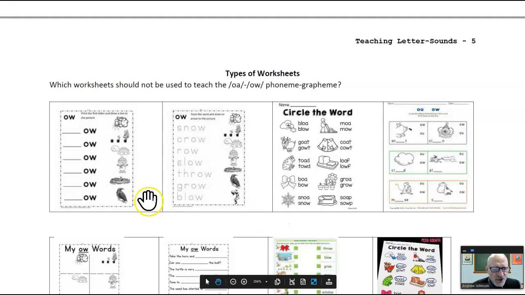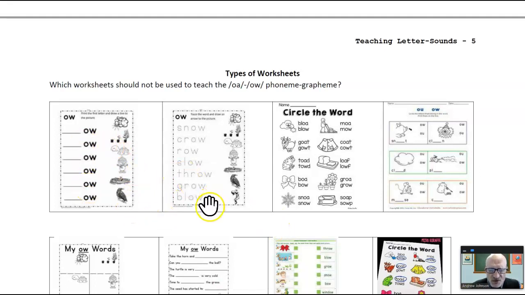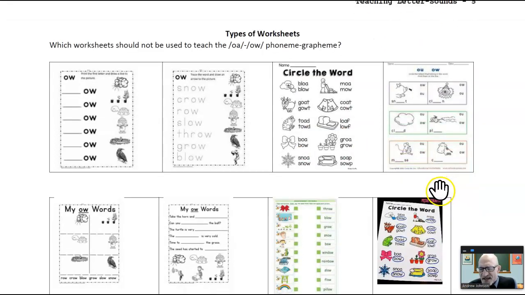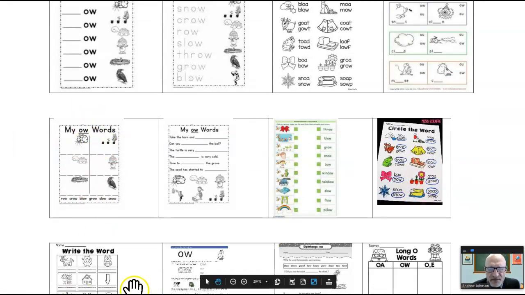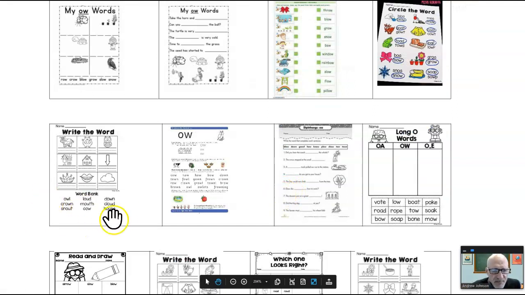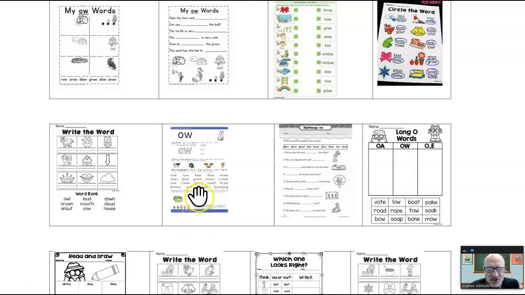Possible types of worksheets. O sound, snow, row, grow. Circle the right word. Okay, here's an O, but it makes the ow sound, so I would not include this. That would not be used. O words again, word box there. They write it by the picture. Okay, those are good. Rainbow, slow, flow, good. You write it, correct one. Yep, those are all good. Word bank, anything like this to reinforce. I would not use this one because cow, it makes the ow sound, and that's not what I'm teaching. I'm teaching the O sound, okay?